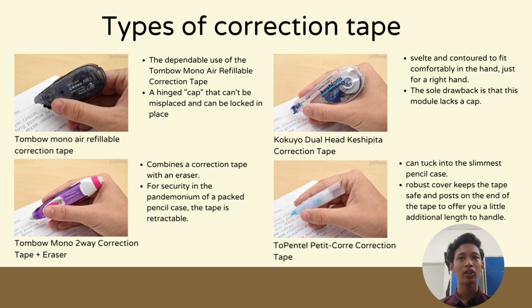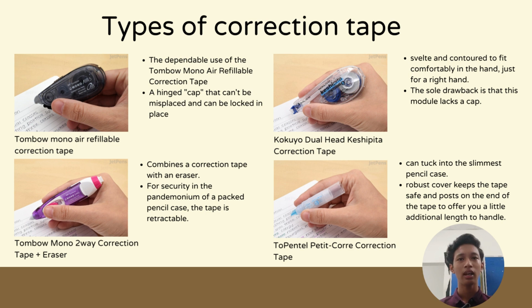Okay, third, Kokuyo dual head Kashipita correction tape. The Kokuyo dual head Kashipita correction tape is configured to fit comfortably in the hand, just for a right hand. The sole drawback is that this model lacks a cap.